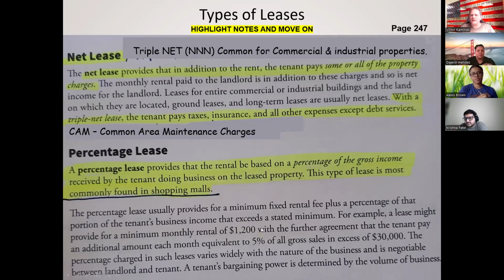So, for example, if they had an agreement that they had to pay $1,200 fixed rent and then pay 5% of all gross sales in excess of $30,000, but the tenant didn't make the $30,000 a month, well, then they weren't making enough money to satisfy the landlord's appetite. So they would kick them out, terminate the lease.